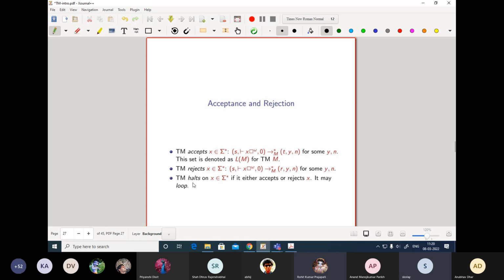Now, we will say that a Turing machine halts on X if one of the two things happens: either it accepts or it rejects X. But notice that it's not necessary that these are the only two outcomes on X. It is possible that the Turing machine enters a loop on the input X. So three things are possible: either it accepts X, or it rejects X, or it loops on the input X.